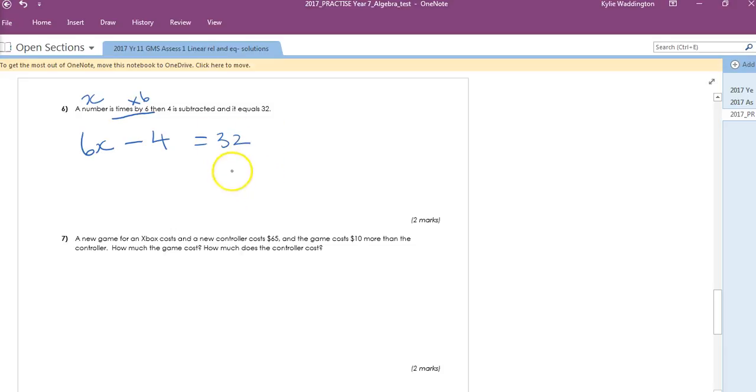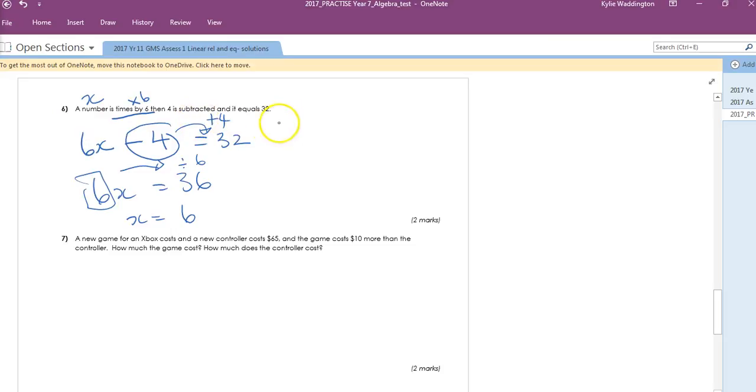It hasn't said solve, so we don't have to solve, but if you wanted to, you could, remembering that we are just going to move things around so that it becomes a plus 4 there, a divide by 6 there, x is therefore going to equal 6. Not a necessary step. This here will get you your 2 marks because at no point does it say what is x.